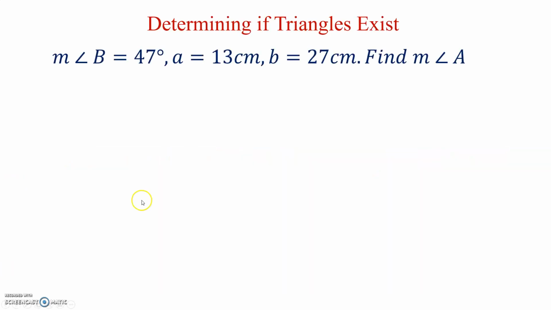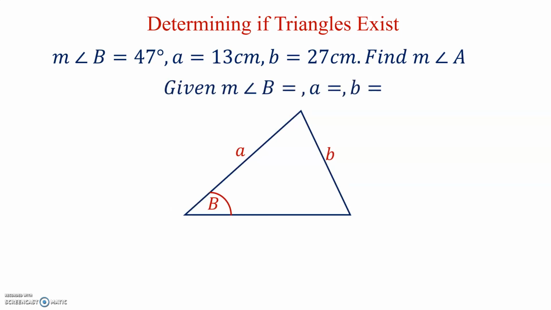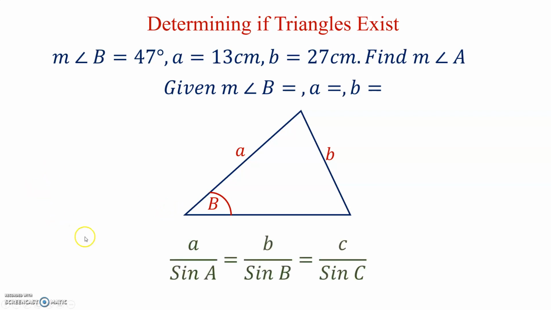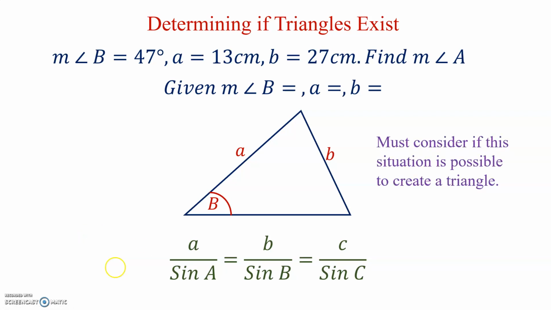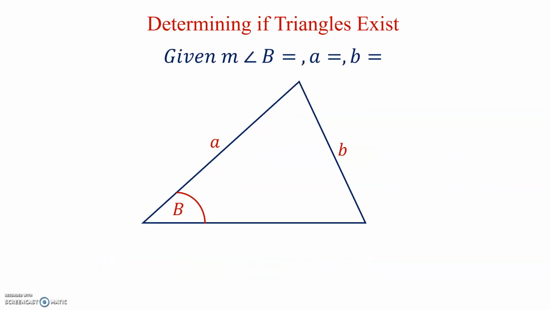Here, we were given nothing but measurements, no illustration to accompany it. And so we would typically jump to the conclusion of using the law of sines. Here, we were given an angle, the opposite side, and a second side. So we were given angle B, side A, and the side opposite, side B. In this case, we actually have to consider, would this actually make a triangle? We would typically use the law of sines, but before we do, we must consider if this situation is possible. So let's look at the situation.